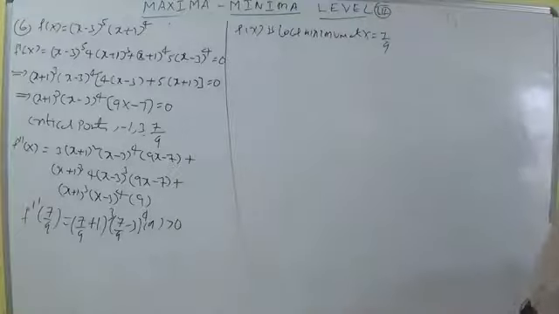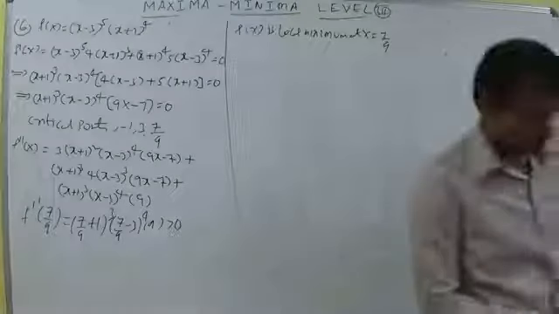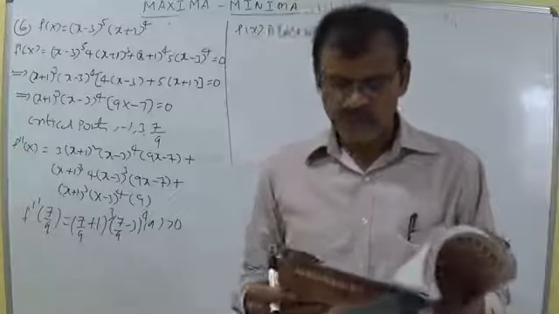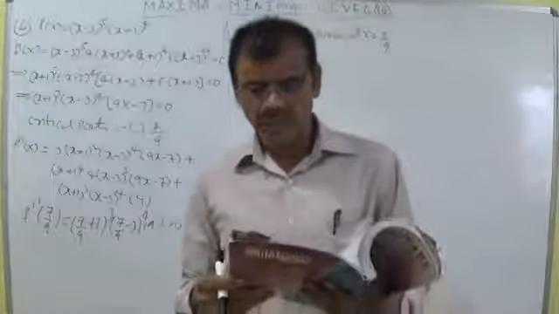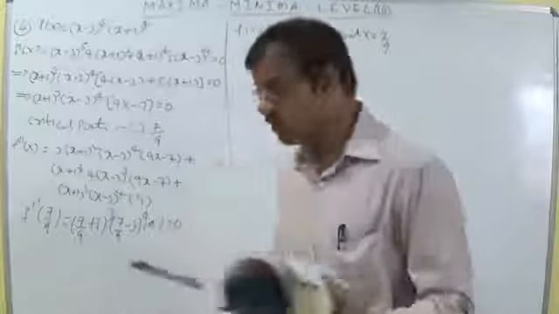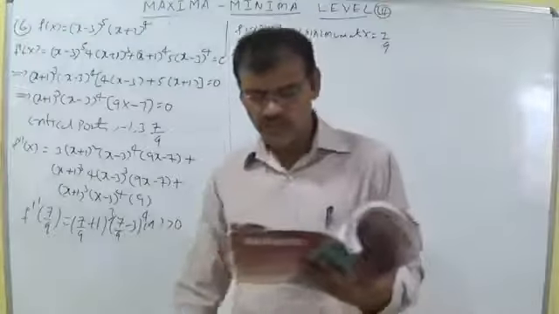Let us see the options. According to the option, x = 7/9 is given as a point of maximum. So the first option is wrong. We got that it is a minimum, so the first option is wrong.